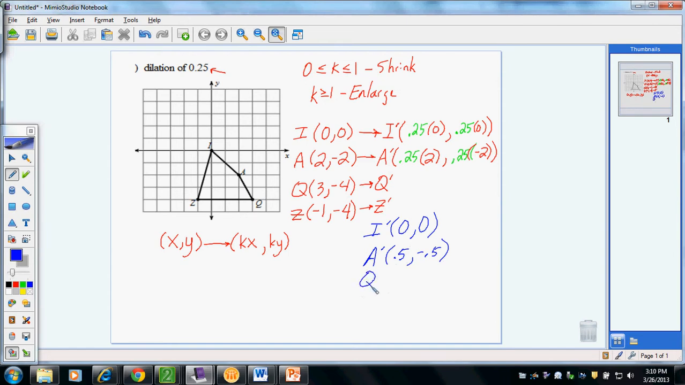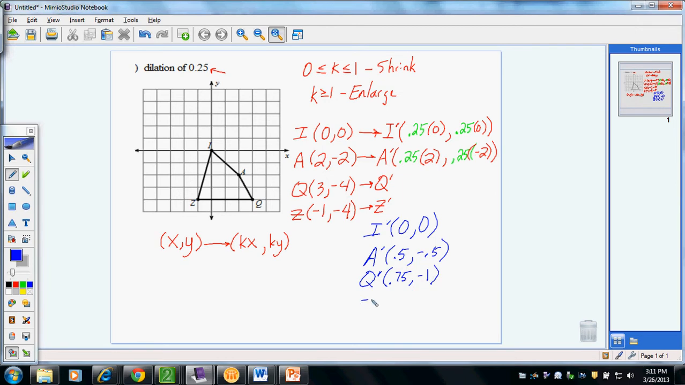And Q prime, again, we are applying 0.25 times our original x. So 0.25 times our original x is going to be 0.75, which is 3/4 in fractions. And then we have 0.25 times negative 4, and that's going to be negative 1.